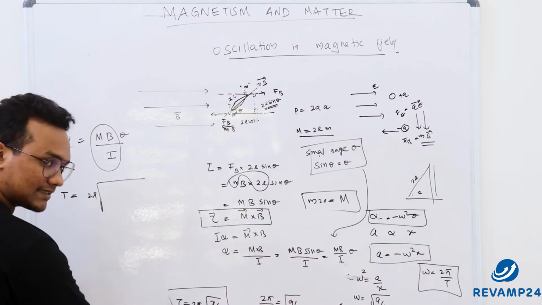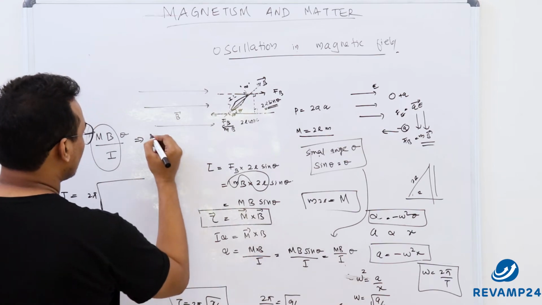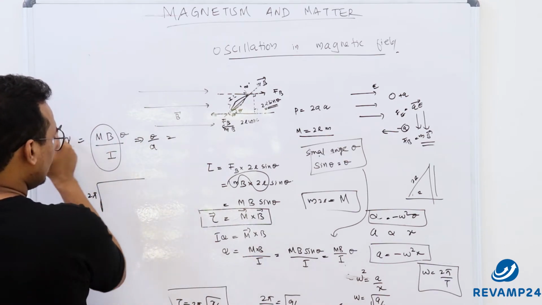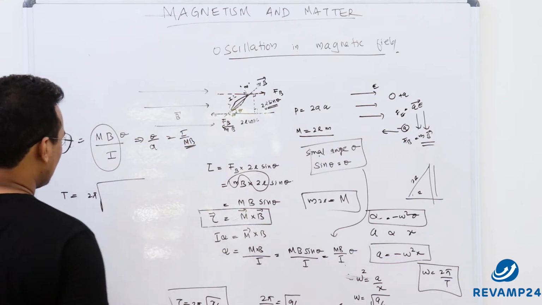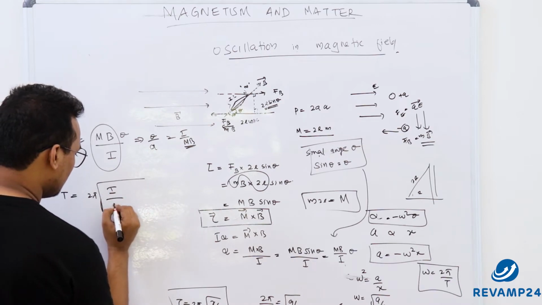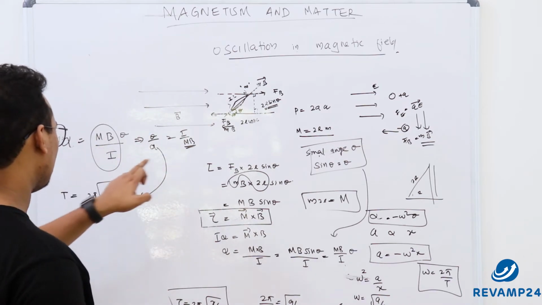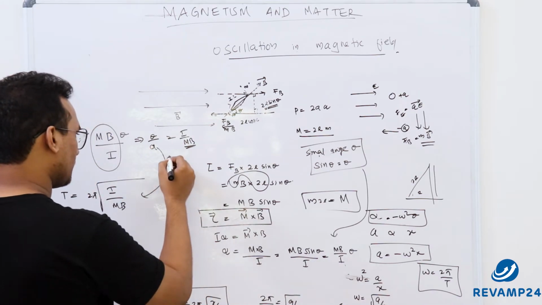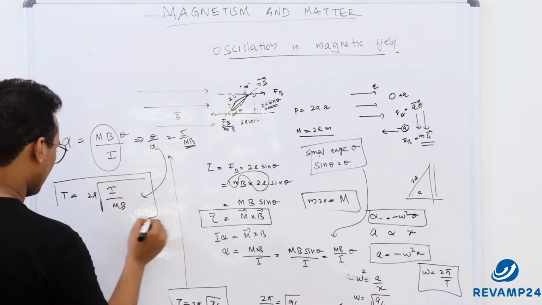Here it is acceleration, so we have to consider angular acceleration. So from here, I can get the value of theta by alpha, by transferring I and mb to this side. So this will become I by mb. I'm going to substitute theta by alpha here. Theta by alpha is equal to I by mb. So how did I get the value of theta by alpha? From here. So this is the equation for time period.